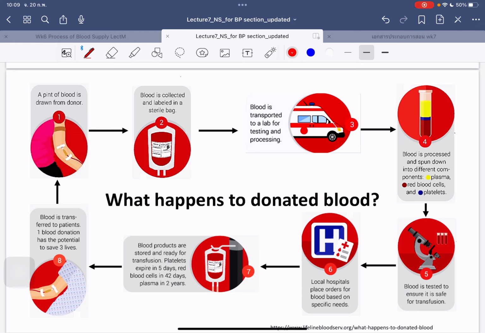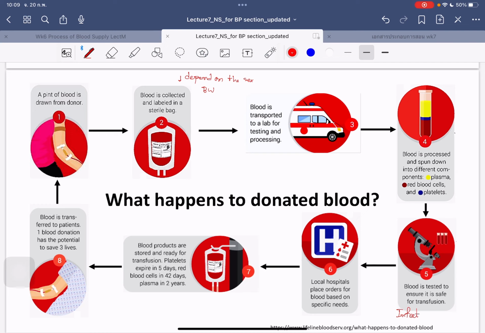So then the blood bag must be transported to the blood bank laboratory, and the blood bank laboratory will process and separate it into each blood component. And more importantly, not just separate into each blood component, you have to examine the infectious markers. And we will learn about this later.